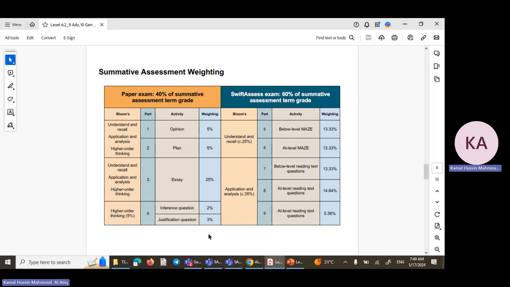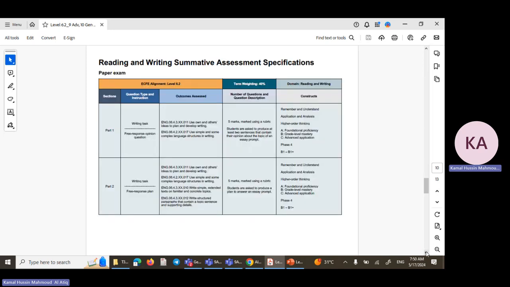The second part of the inference question is justification. Students should justify their answers by saying, okay, I have chosen this answer because, and they have to refer to the text and quote a sentence. The sentence should be inserted between two inverted commas. The weight of the writing part is 40% of the overall score. After that, students have to start answering the reading part.